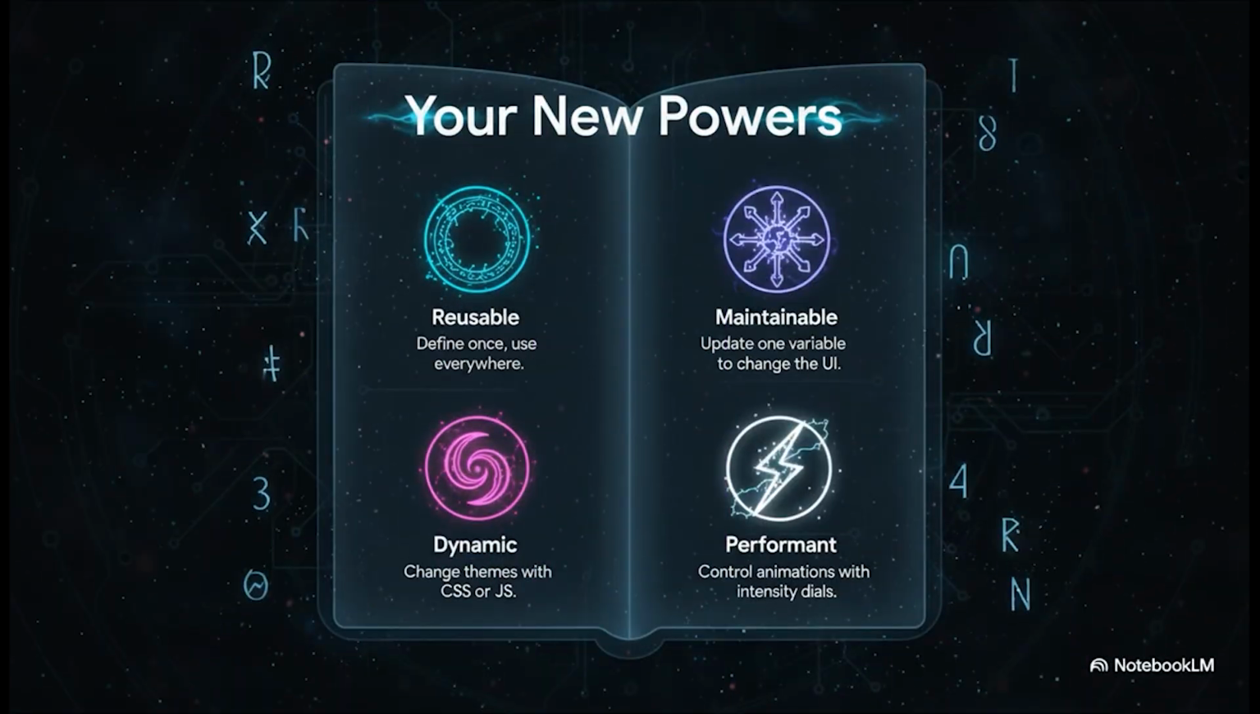So let's do a quick recap of the new powers you now have in your spellbook. Your styles are now reusable because you define a value once and use it everywhere. They're maintainable. You can update one variable and change the entire UI. They're dynamic, letting you change themes and styles with either CSS or JavaScript. And they're performant, giving you that smooth control over animations with those intensity dials.